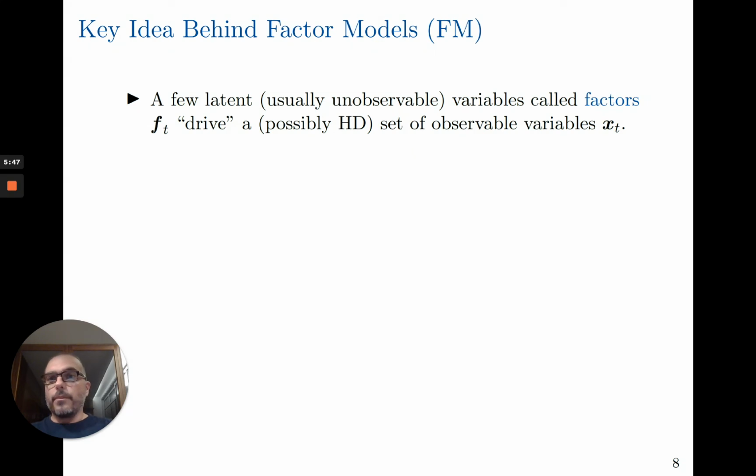So what we are going to call factors: we are going to take this example and expand it. Basically we say that there are a few latent drivers of co-movement of a large set of observable variables. That's the key idea.